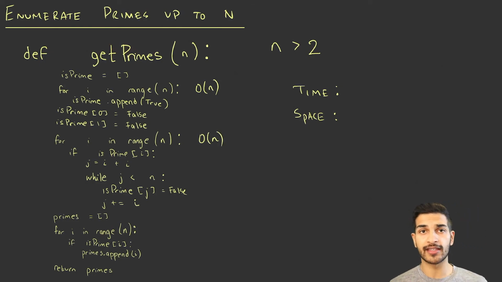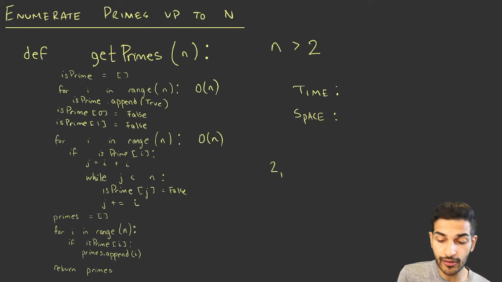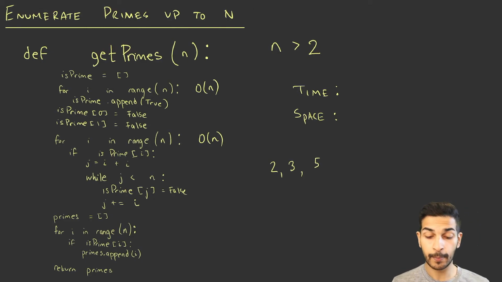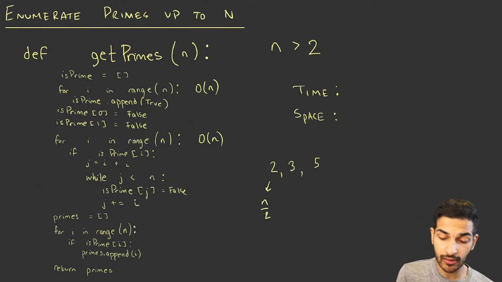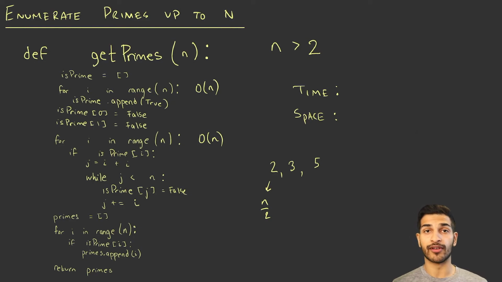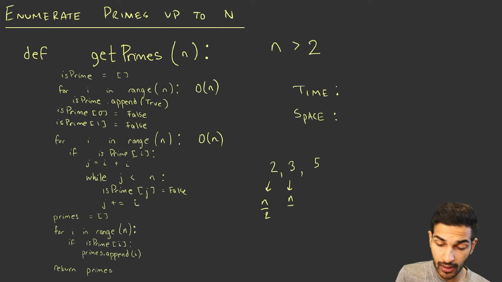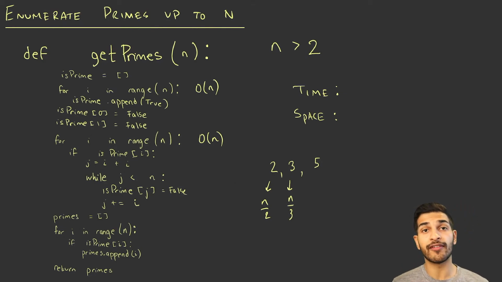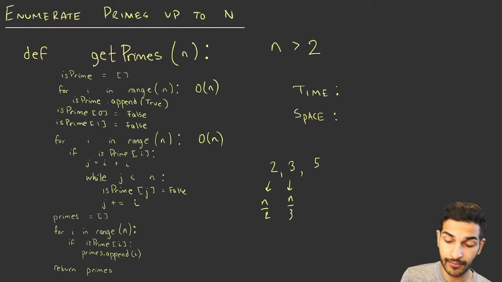But the while loop inside is interesting. We know that we only touch that while loop for numbers that are actually prime. So let's go over the first few examples to see if we can find the pattern. We'll go over 2, 3, and 5. So for 2, we'll go over every other number to mark it as prime, which maps to n over 2 numbers. For 3, we'll go over every third number, which maps to n over 3 numbers. And finally, for 5, we'll go over every fifth number, and that maps to n over 5.